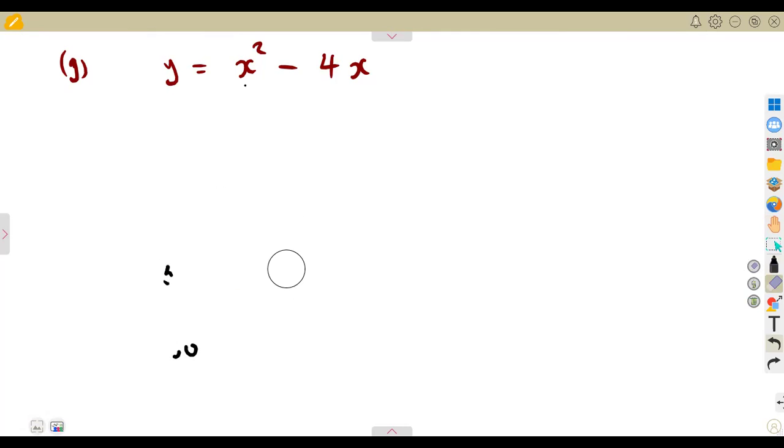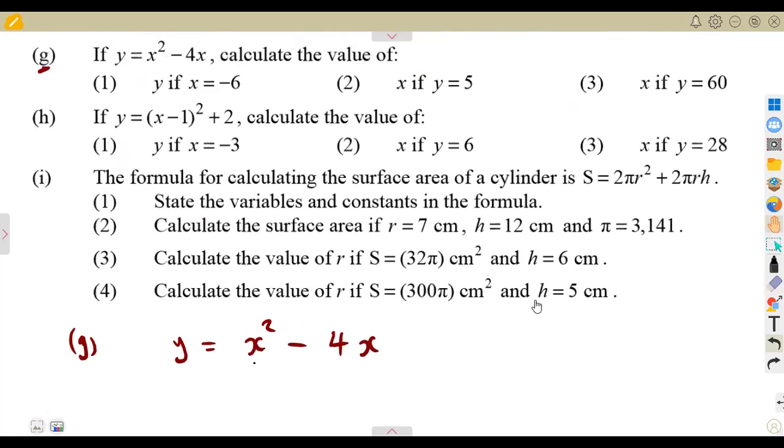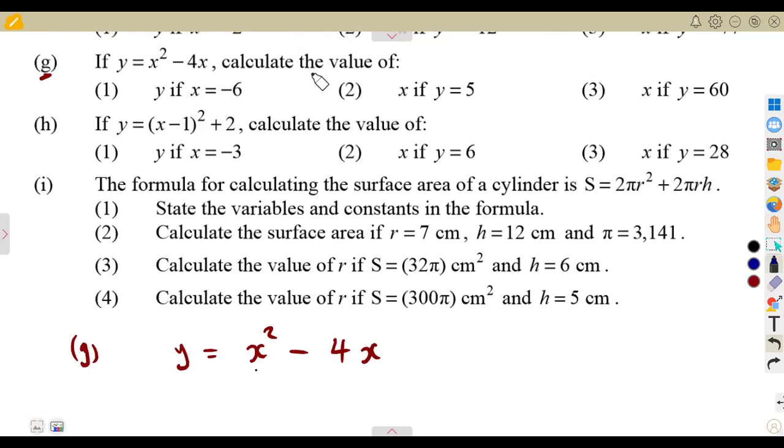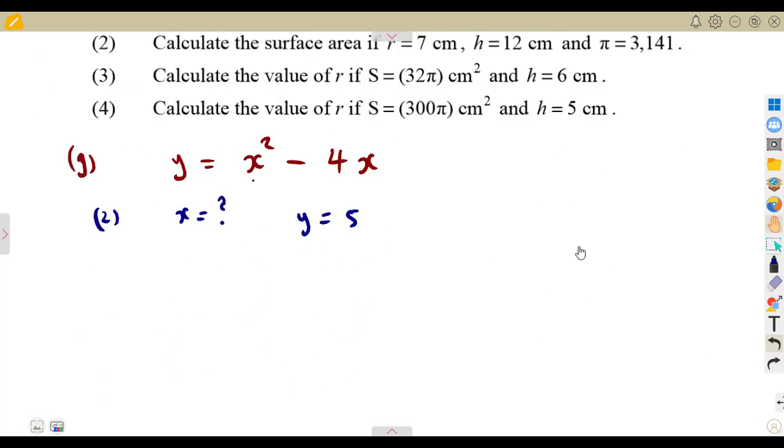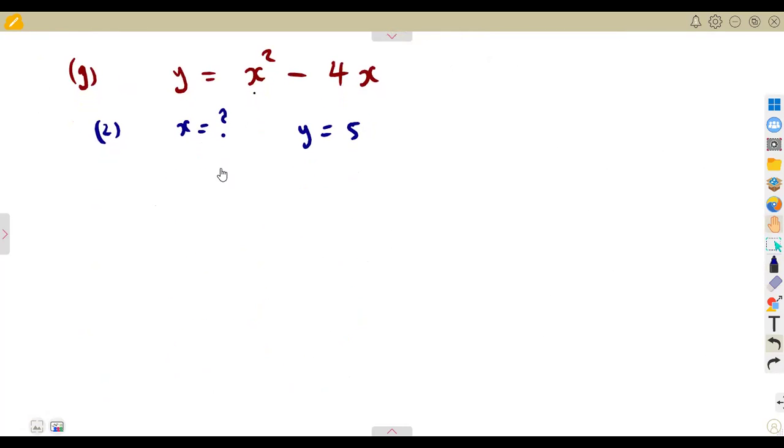Now, on this other part, this is what they are testing because they know that we have done this before on number 2. On the same question, but on number 2, calculate the value of x if y is equal to 5 this time. So what is the x value? We do not know this value, but what we know is that y is equal to 5. So if y is equal to 5, what will be the value or values of x?